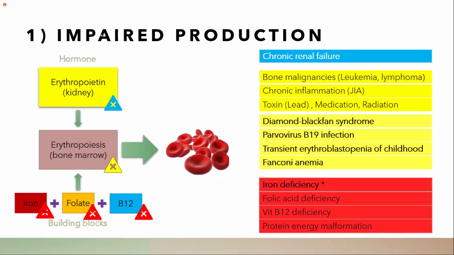Parvovirus B19 infection usually only affects children with inherited hemolytic anemia, but not healthy children. Transient erythroblastopenia usually has unknown etiology, but usually follows a viral illness, and it's self-limiting. And Fanconi anemia is also a rare condition. It's an autosomal recessive disorder, which can cause aplastic anemia.